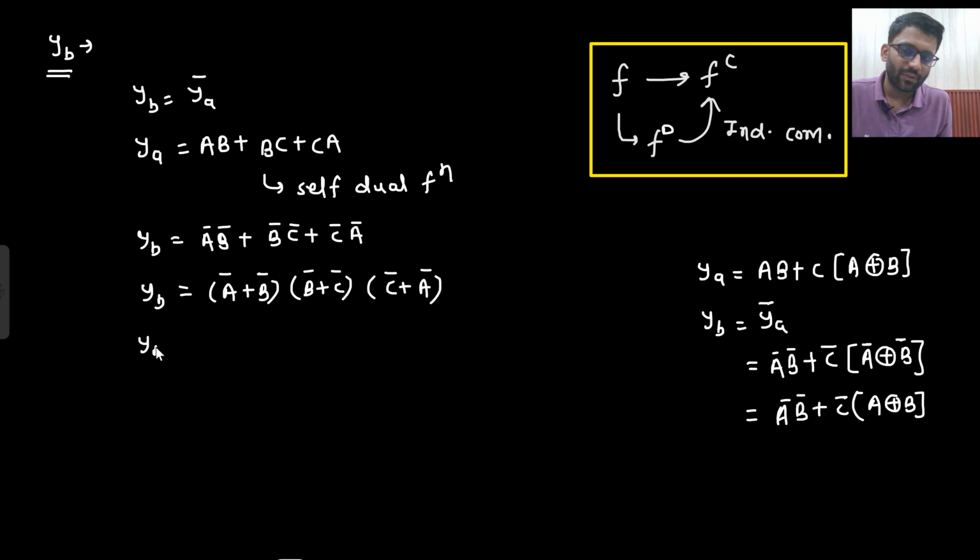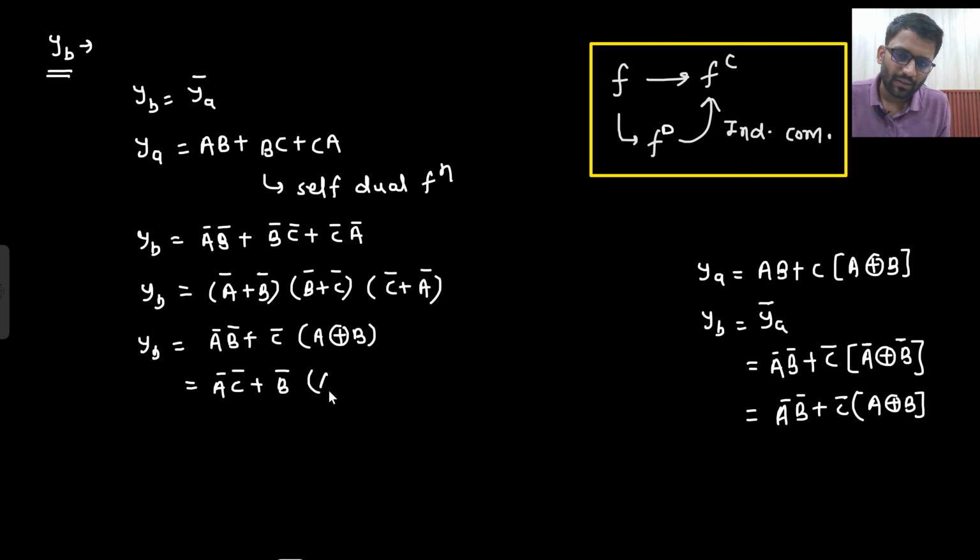So what could be the other expression of YB? That would be A bar B bar plus C bar (A XOR B). It could be A bar C bar plus B bar (A XOR C). It could be B bar C bar plus A bar (B XOR C). So YB and YB. What else is YB?